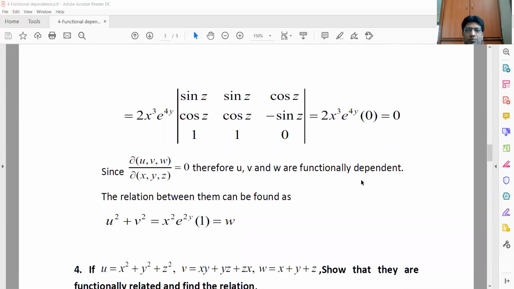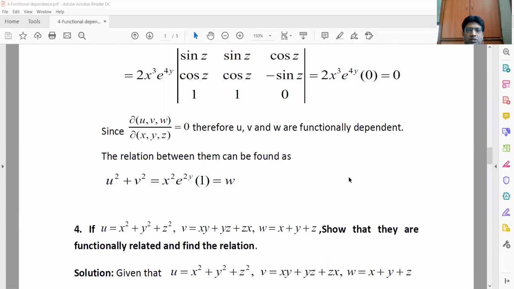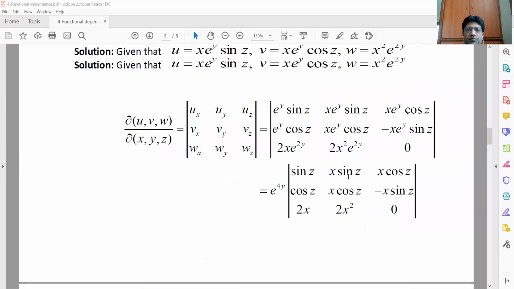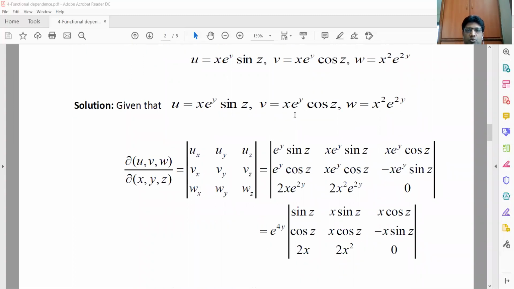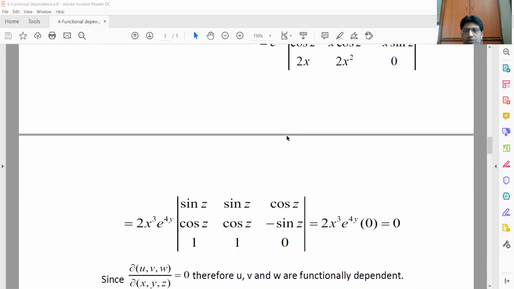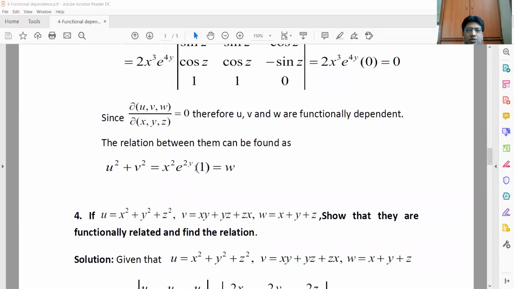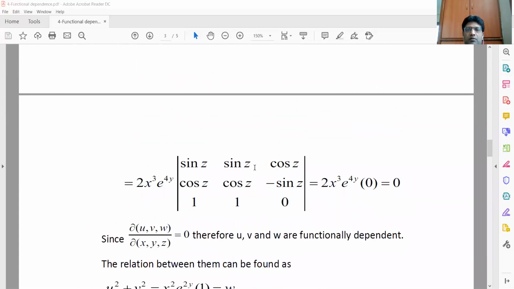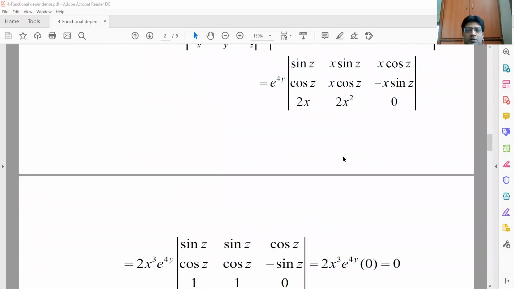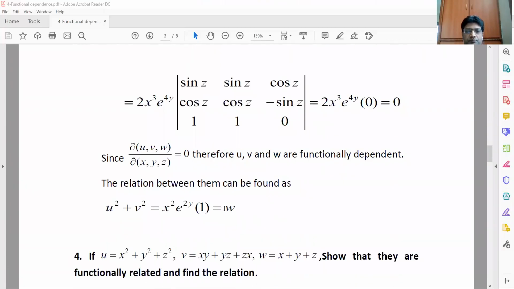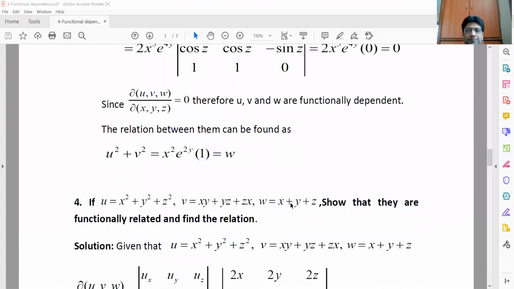Therefore, u, v, w are functionally dependent. And what is the relation between them? If you take u square and v square, then x square e power 2y is common. So within brackets, you will see sin square z plus cos square z is 1. So you will be left with x square e power 2y. What is x square e power 2y? Which is w. Okay, so this is the relation.